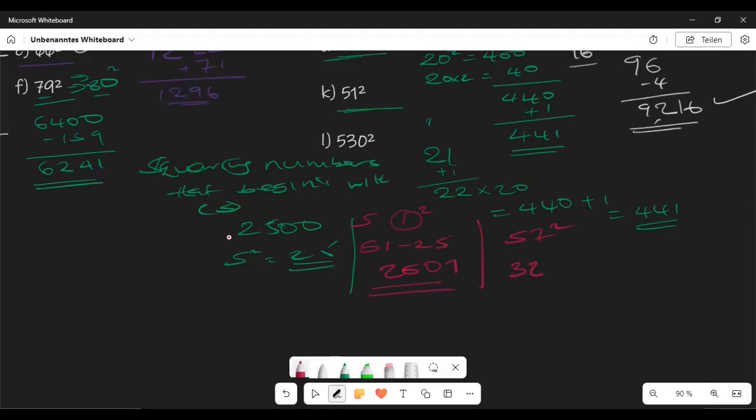Okay, 57 minus 25, because 5 squared is 25. So the first part of the answer is going to be 57 minus 25, because the first 5 squared is going to give you 25. This time, we are talking about 2,500. So that should give you an indication of the numbers we are working with.